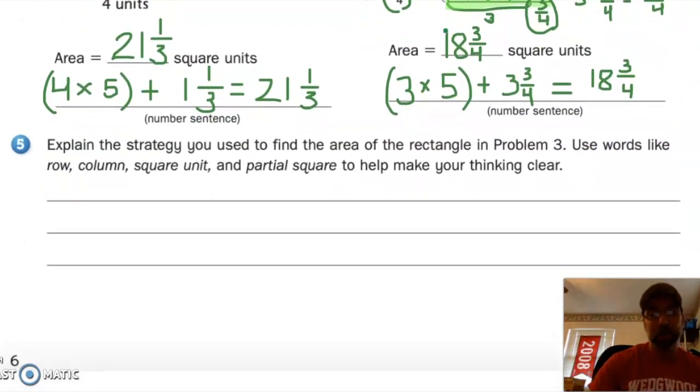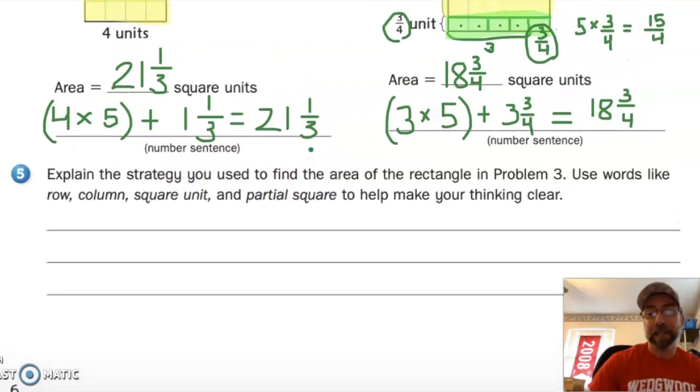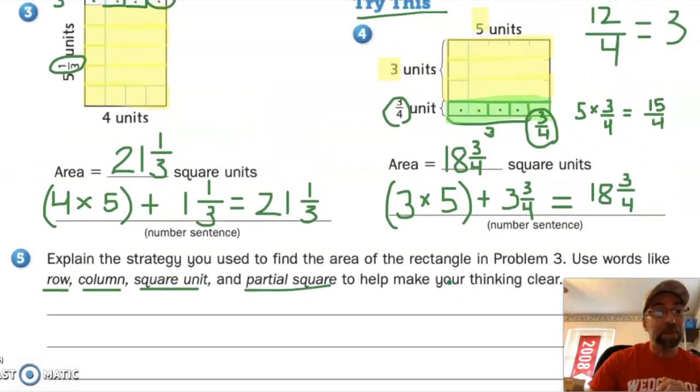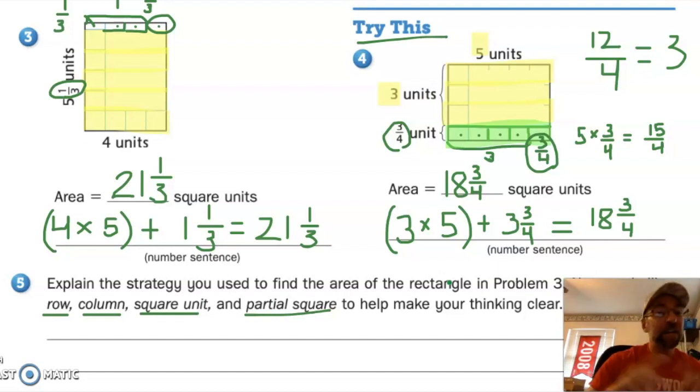Our final question. Explain the strategy you used to find the area of the rectangle in problem 3. Use words like row, column, square unit, and partial square to help make your thinking clear. You are going to solve this problem in Nearpod. So, take a look at problem number 3 and then create a really good answer, making sure you use those important math words.